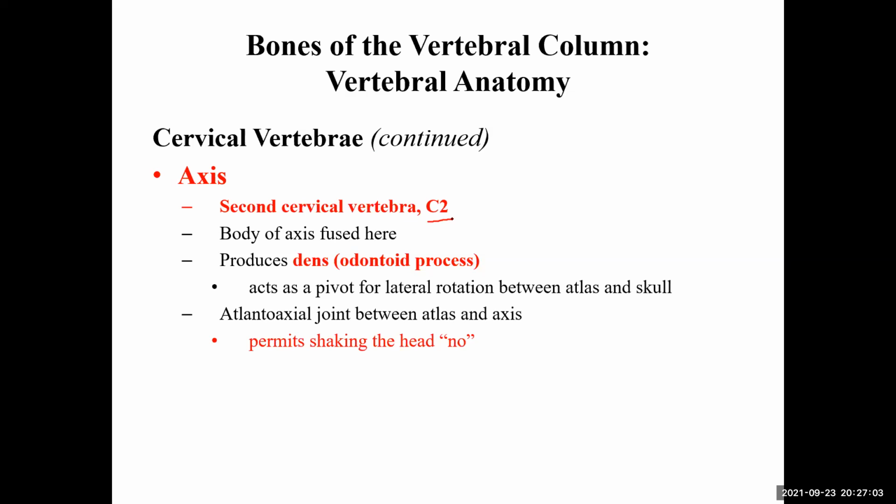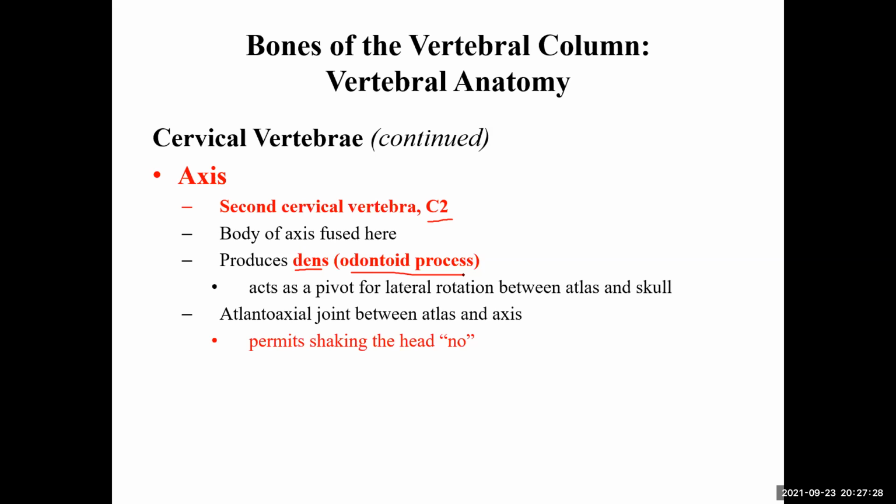Okay. And so we have a projection that comes off the body of the axis. And that's called the dens, or you can call it the odontoid process. I know what I would prefer to call it if I was taking a test. Four letters is a lot easier than 15 letters. Less chance of misspelling.